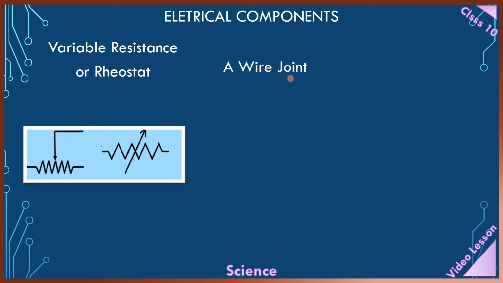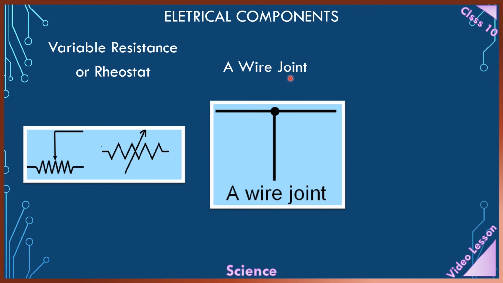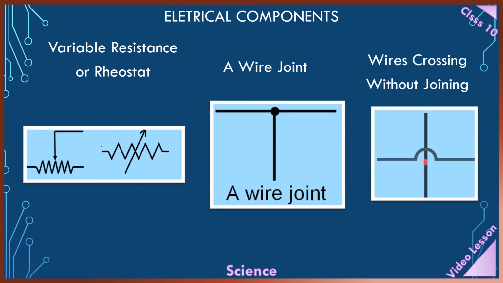A wire joint is represented by the following symbols. Wire crossing without joining is represented by the following symbol.